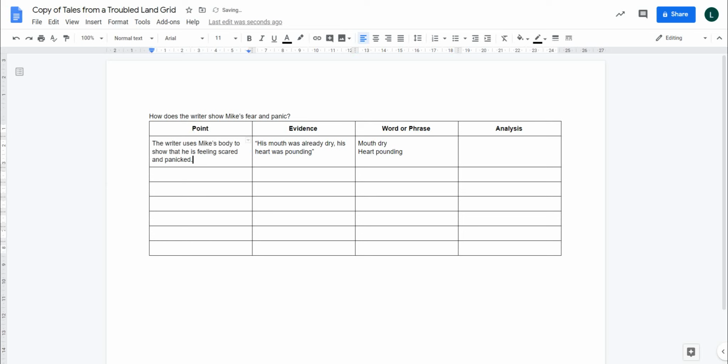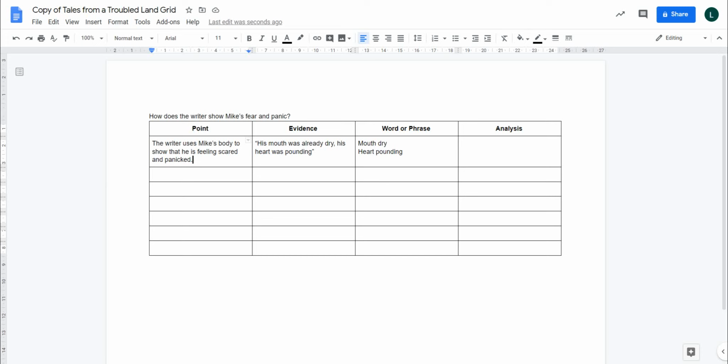So I've put, the writer uses Mike's body to show that he's feeling scared and panicked. Does that answer my question? How does the writer show Mike's fear and panic? Yeah, fine. What's your evidence for that? My quotation here. And what are the key words or phrases from the quotation? That's in my 3rd box. And that's all that you are doing today.